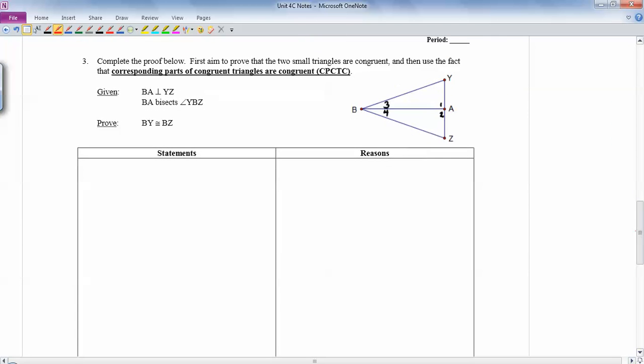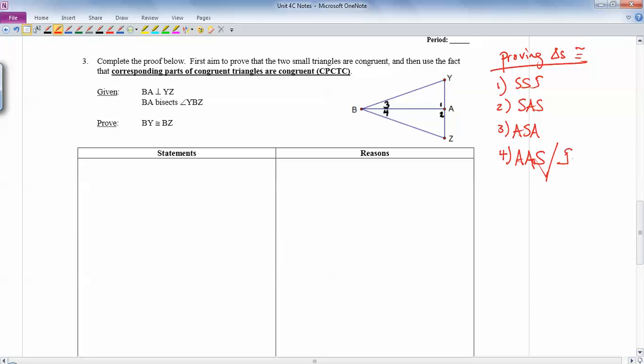And then over here, I'll list off those reasons again, the ones that work for proving triangles are congruent. So there's SSS, there's SAS, there's ASA, and there's AAS slash SAA. I don't know what's going on with the marker here. There we go. Okay, so let's work on this proof.